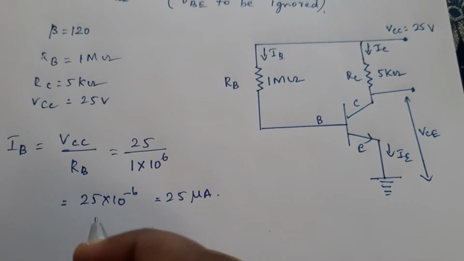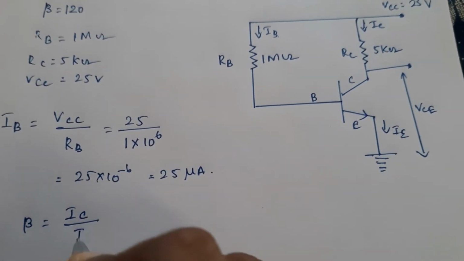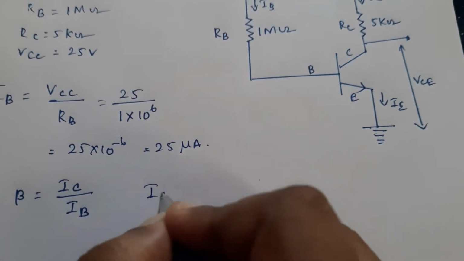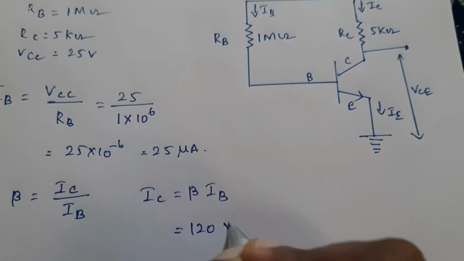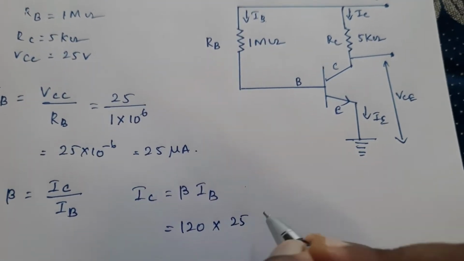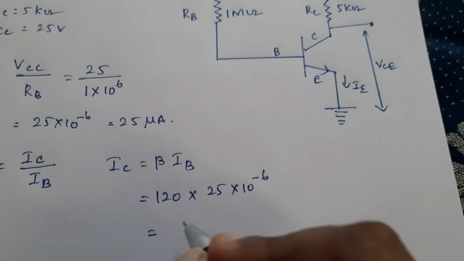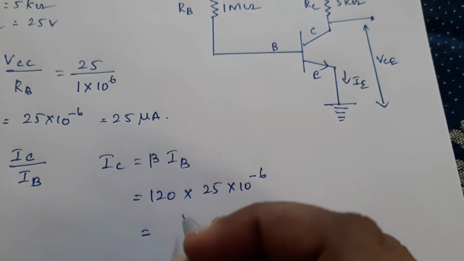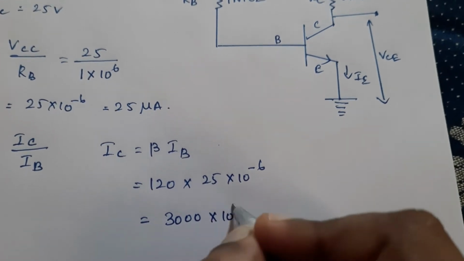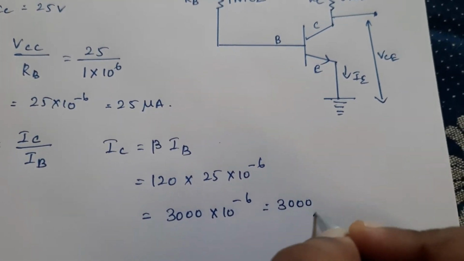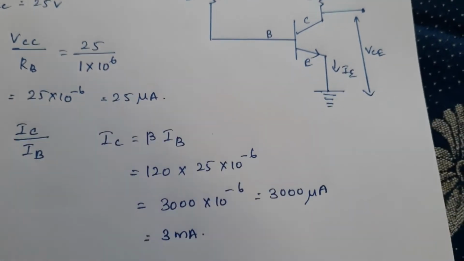Now we can find out IC. We know beta is equal to IC by IB. So IC is equal to beta into IB. Beta is given in the problem, 120. 120 into IB we have calculated, that is 25 microampere, so 25 into 10 raised to minus 6. If you multiply 120 by 25, that is 3000 into 10 raised to minus 6. So that is 3000 microampere, which can be written as 3 milliampere.